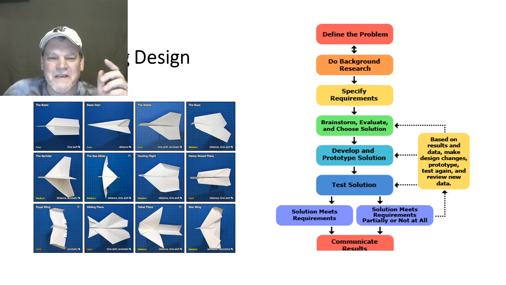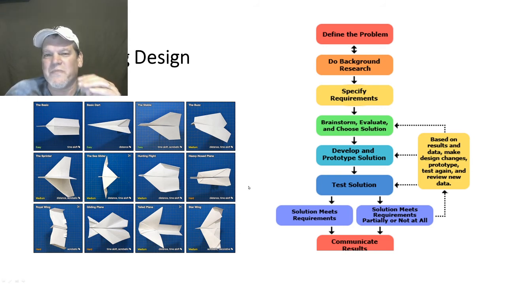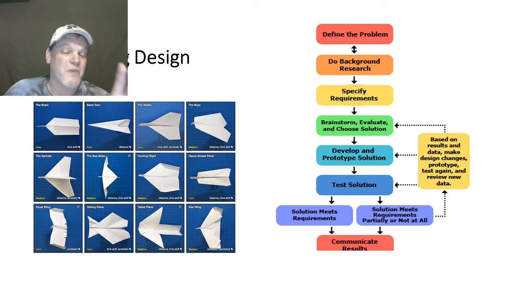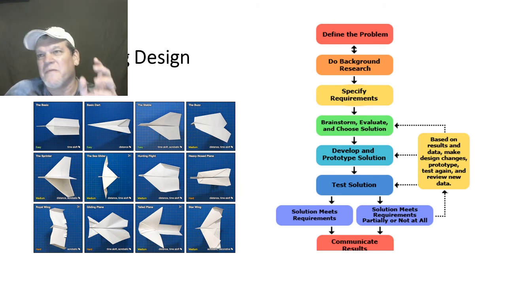But as you can see, each one of these has different designs. So which one would you pick, or maybe you can modify it? Which one would you pick to try and solve this particular problem? And then how would you modify this to make it better?